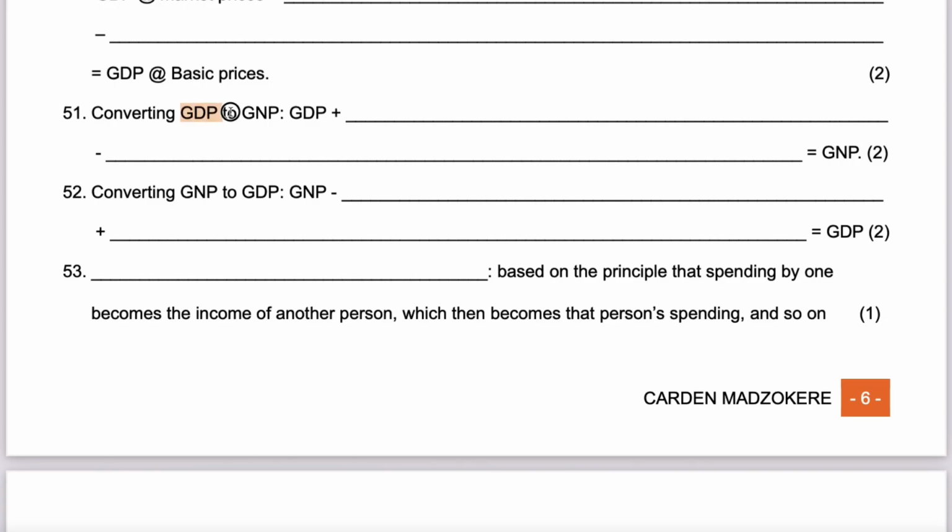How do we convert gross domestic product to gross national product? Well, I told you domestic means within the borders, national means citizens. So citizens of a country are in the country and some are outside the country. So for us to convert this GDP to this GNP, we simply add primary income from the rest of the world. We subtract primary income to the rest of the world. We get gross national product.